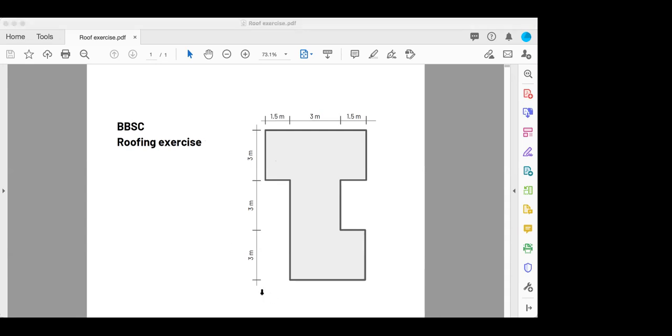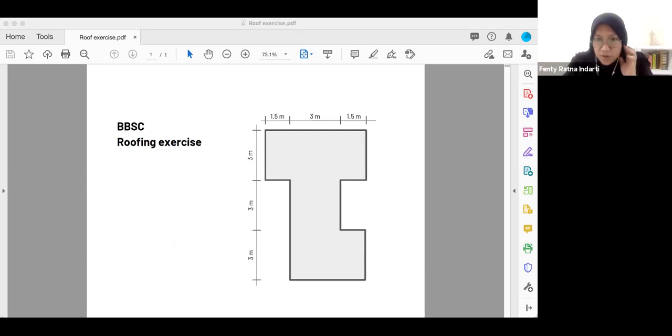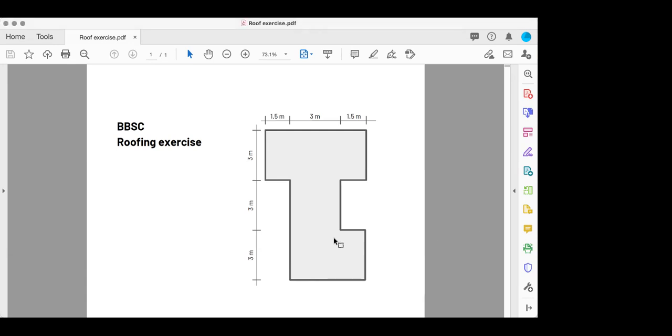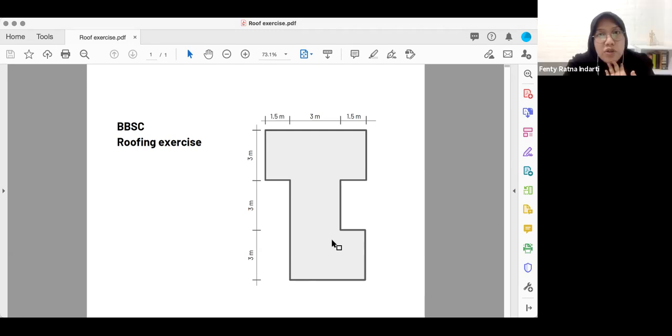Excuse me, but I want to ask something. So for the exercise itself, is it an exploded axonometry or just a roof plan? No, it's just a roof plan. You don't have to create the exploded axonometry. No, it's just a roof plan.